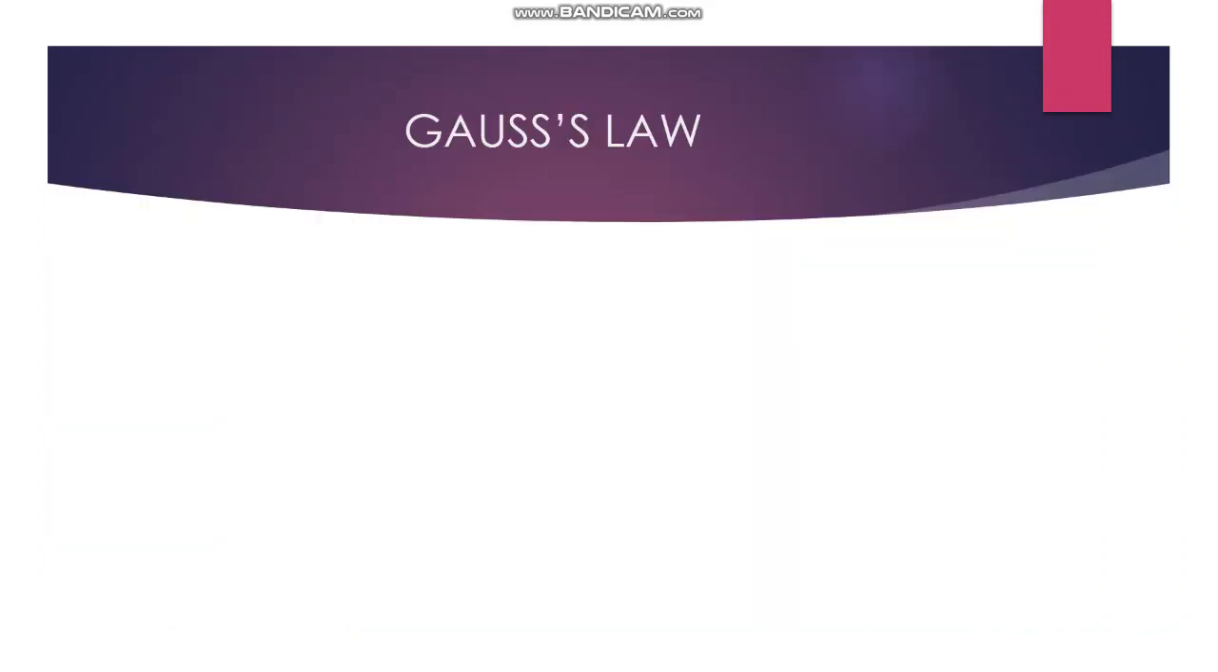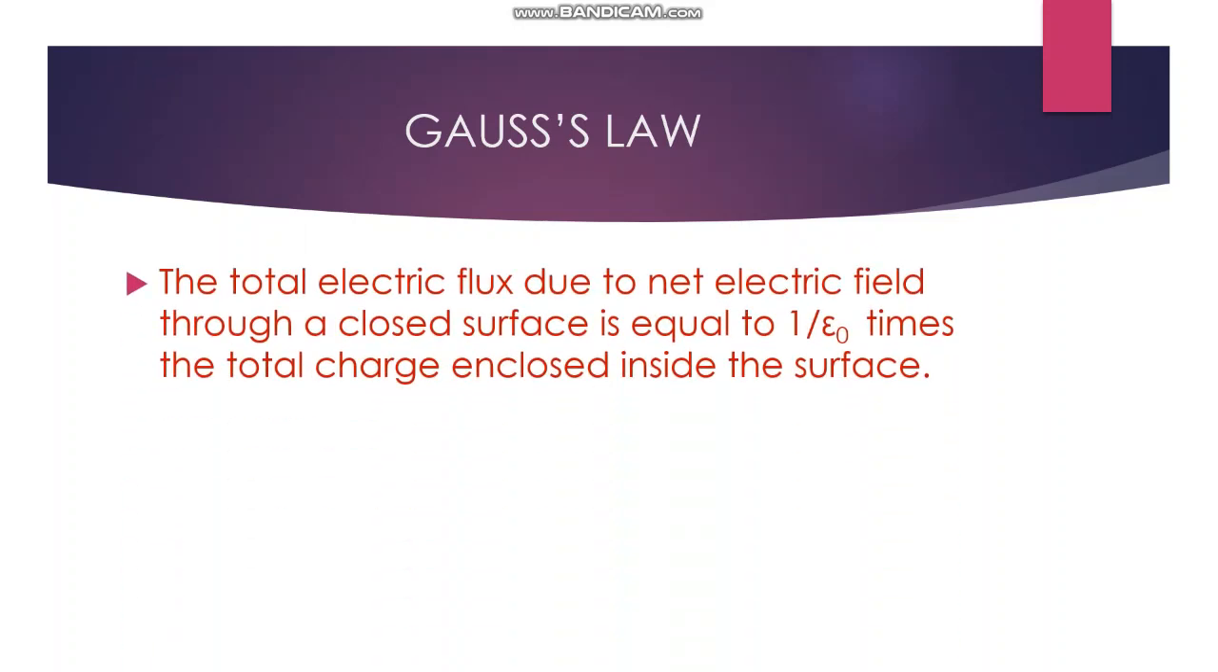Gauss's law. The total electric flux due to the net electric field through a closed surface is equal to 1 by epsilon naught times the total charge enclosed inside the surface. Gauss's law is applicable for a closed surface. The total electric flux through a closed surface is denoted by integral E dot ds, which is equal to q by epsilon naught. The electric field on the left hand side is the net electric field, but the q on the right hand side is the charge enclosed inside the surface.